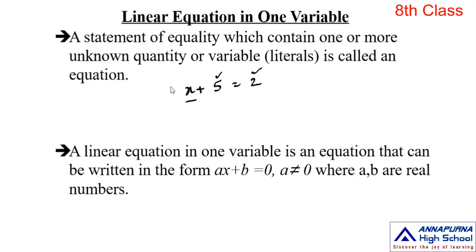That means this x has no fixed value, we can take any value instead of this x. That means this is a variable. Why? Because this quantity is always changing, it has no fixed value. Those quantities we call variables. That is the difference between variables and literals. Literal means letters which are used to represent the unknown quantity. Variable means the quantity which can vary, which can change. So literals have no fixed value, so their values are always changing. That's why here we take these literals as variables.